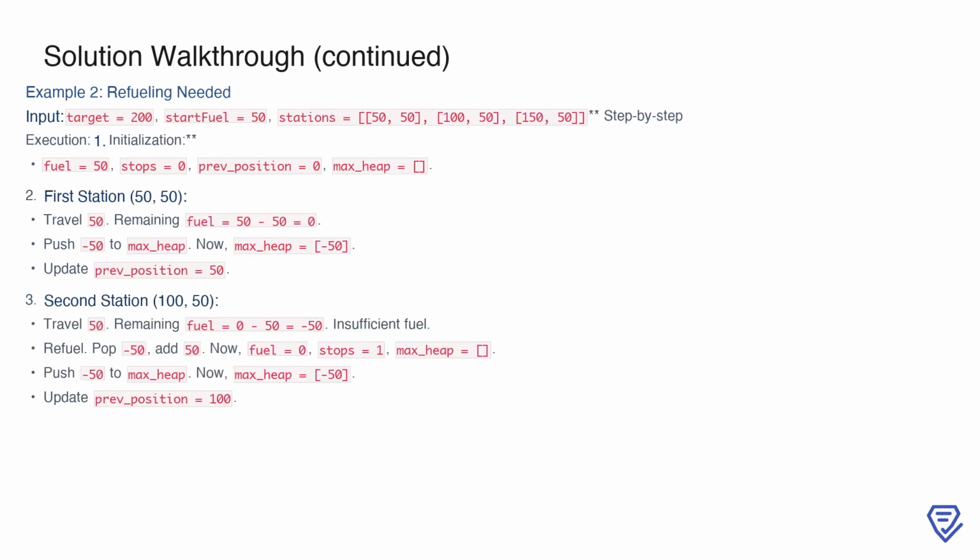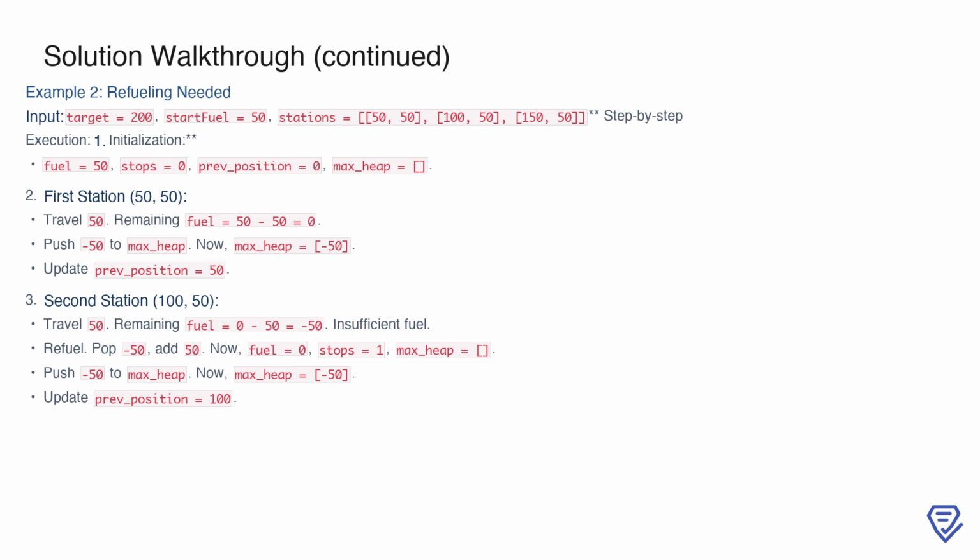In this example, we aim to reach a target of 200 with an initial fuel of 50 and 3 stations positioned at 50, 100, and 150, each offering 50 units of fuel. We start with the same initialization as before, fuel is 50, stops are 0, previous position is 0, and the max heap is empty.